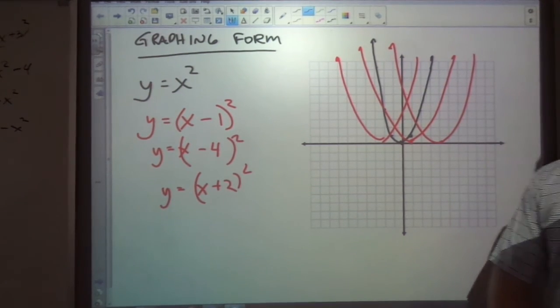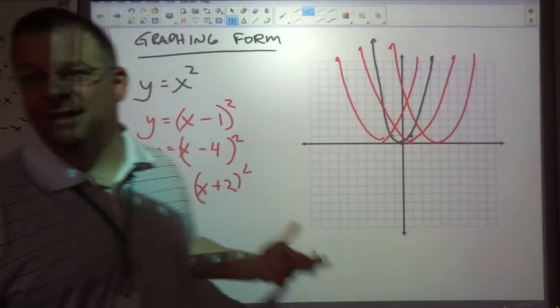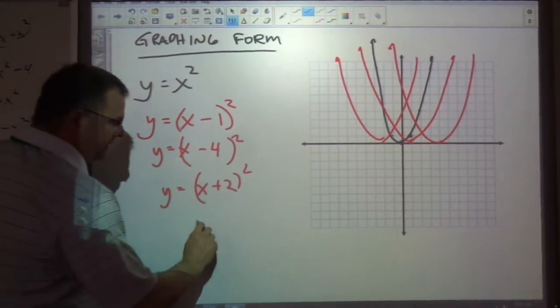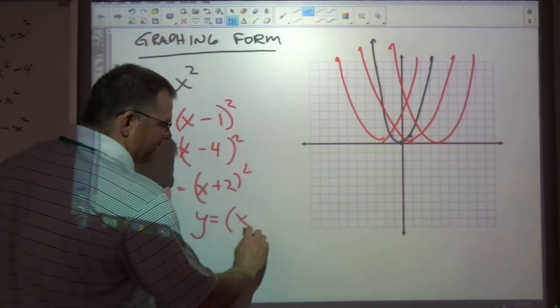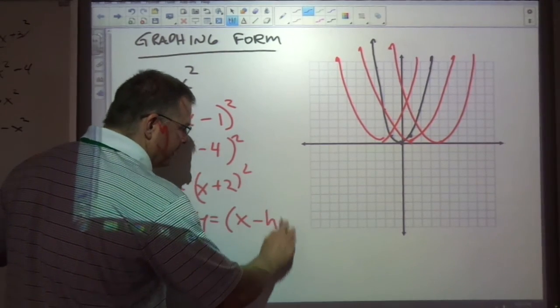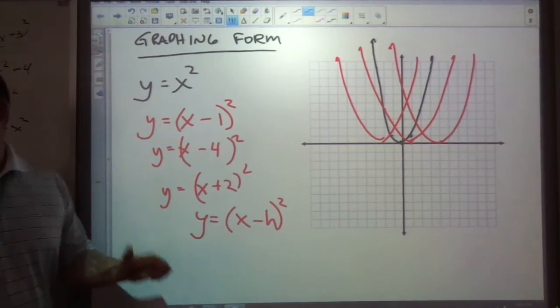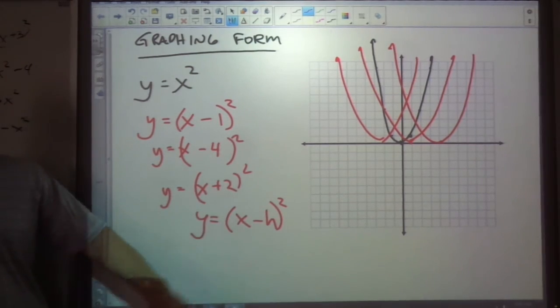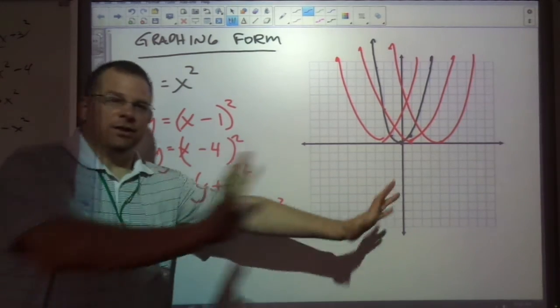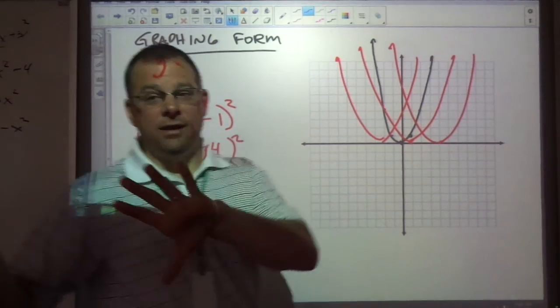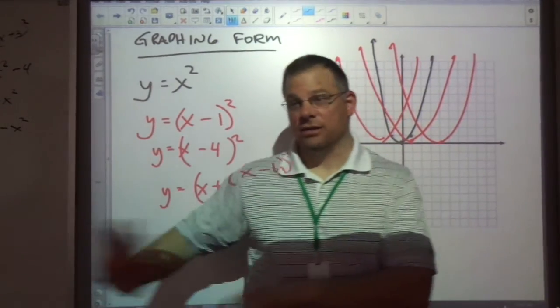Okay? So what's happening in here is that it's the opposite sign. We talk about this as being like x minus, let's call it h as a variable. So it's opposite sign of whatever h is. And that's the x part that's just going to slide it back and forth. So if it's negative, it goes right. If it's positive, it goes left.